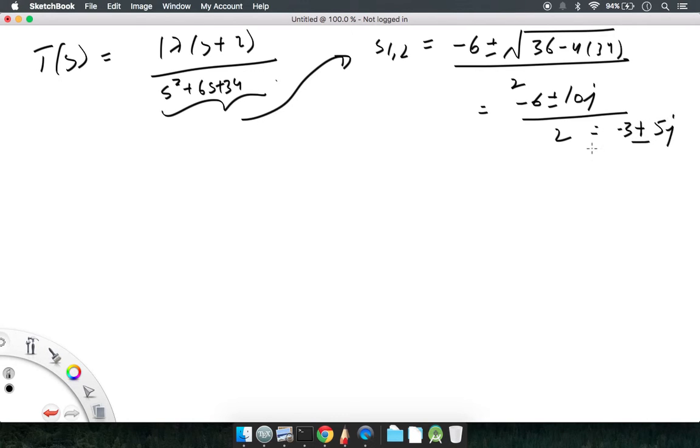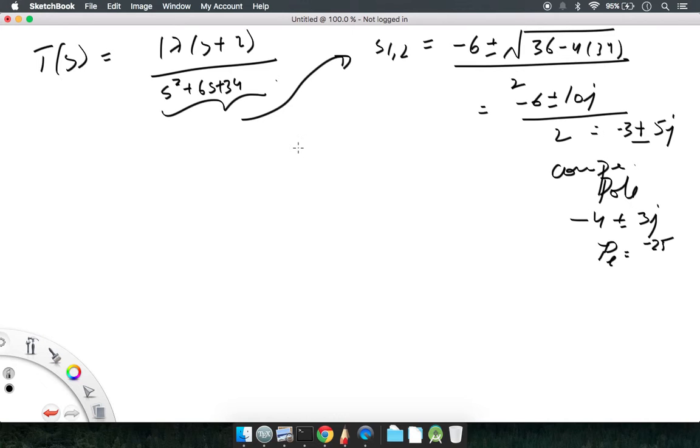which is equal to minus 3 plus minus 5j. Now once you have that, you also notice in the question they want the compensated pole to be at minus 4 plus minus 3j, yeah, 3j. And they've already given you a leading pole which is of value minus 25.